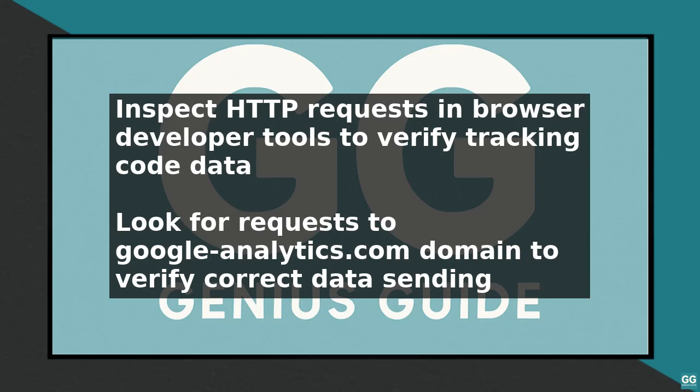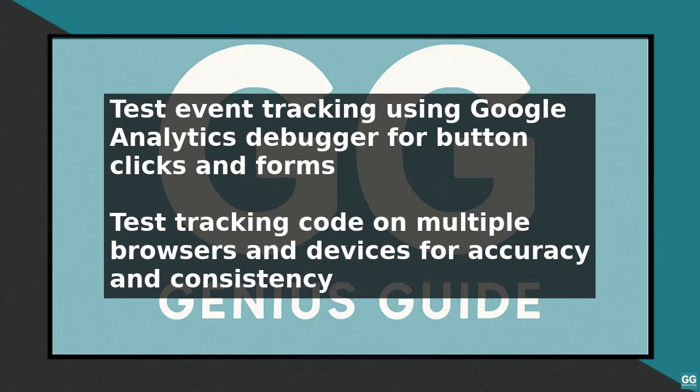In addition to testing the tracking code, it is also important to test event tracking, such as button clicks or form submissions. You can use the Google Analytics debugger to test event tracking and verify that the correct data is being sent to Google Analytics.